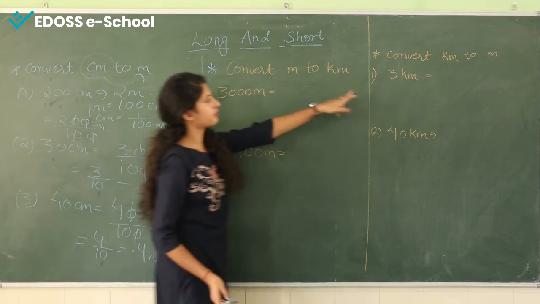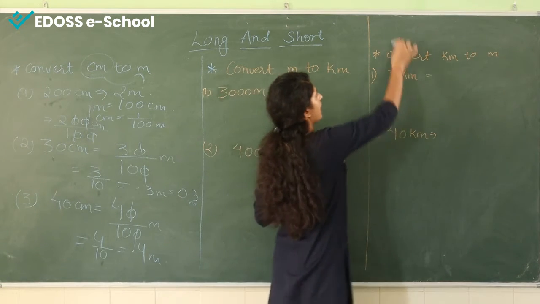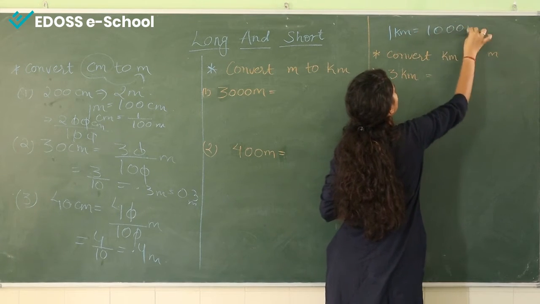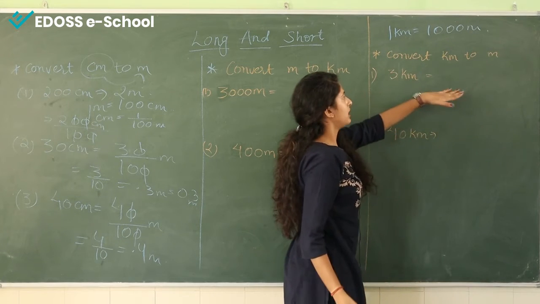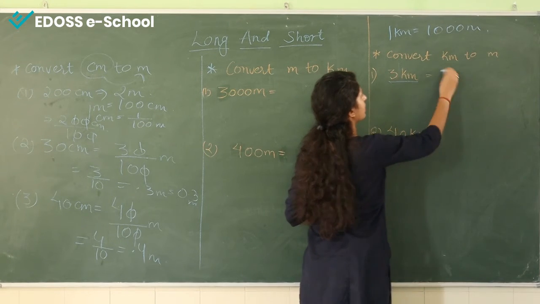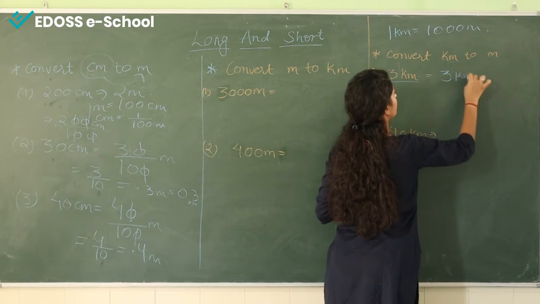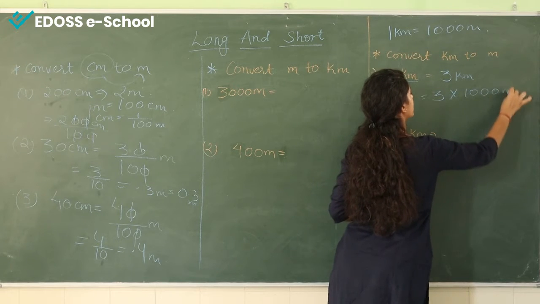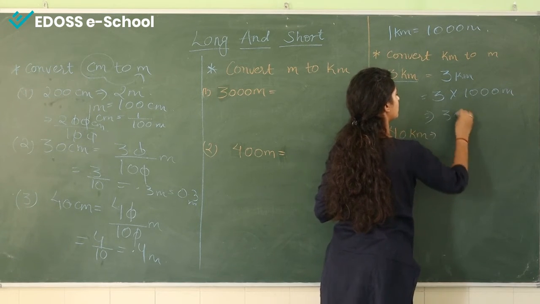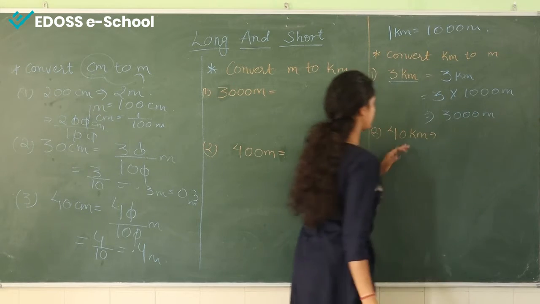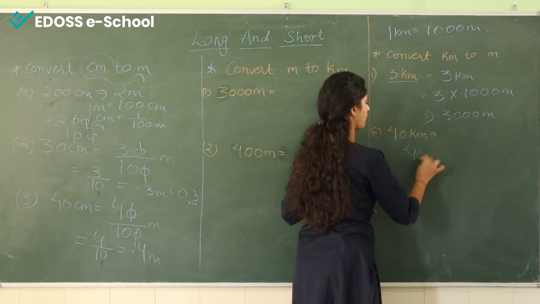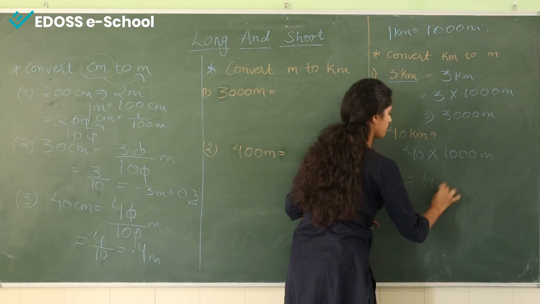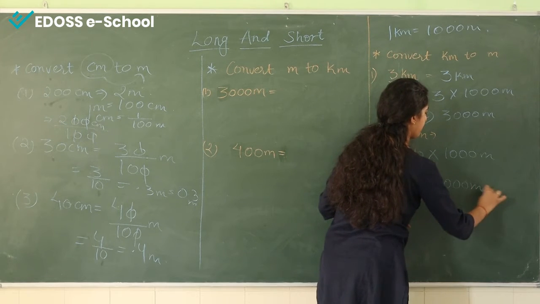Then next, convert kilometer to meter. As you know, 1 kilometer is equal to 1000 meters. So here we have to multiply it by 1000. That is 3 kilometer. How will you convert? 3 kilometer is equal to 3 into 1000 meters is equal to 3000 meters. Next is 40 kilometer. 40 multiplied by 1000 meters is equal to 40,000 meters.